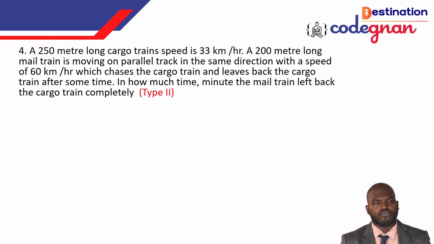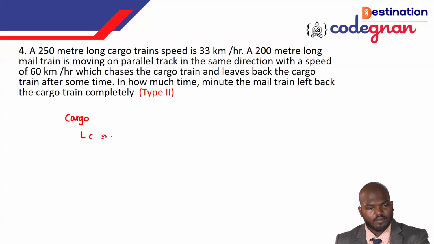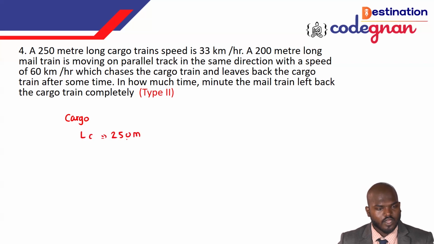Okay, so there is a 250-meter long cargo train. Cargo train means it will not carry people, it will carry only goods. Commercial products, those kinds of trains, we can call cargo trains. The cargo train length they have given is 250 meters. And they are giving the speed in kilometers per hour.